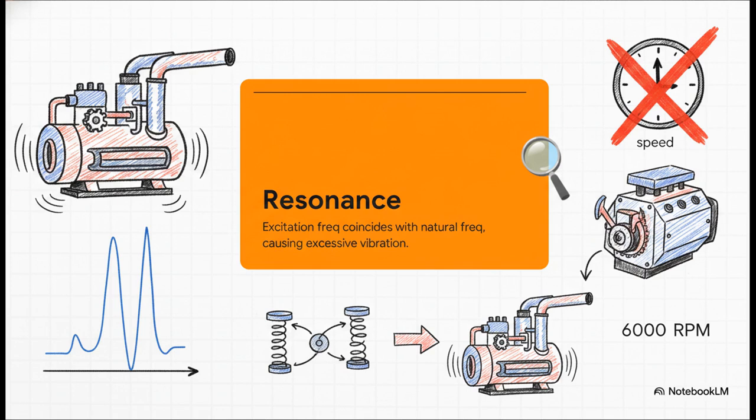Now, the easiest fix would be to just change the operating speed, right? Just run it faster or slower. But we can't always do that. An engine might need to run at exactly 6,000 RPM to generate the required power. So we have to find a way to manipulate the physical system itself to eliminate that massive vibration.